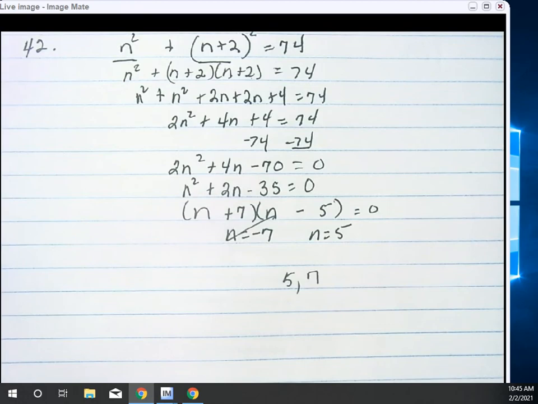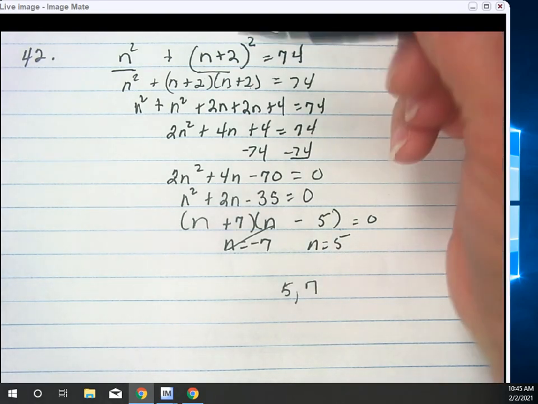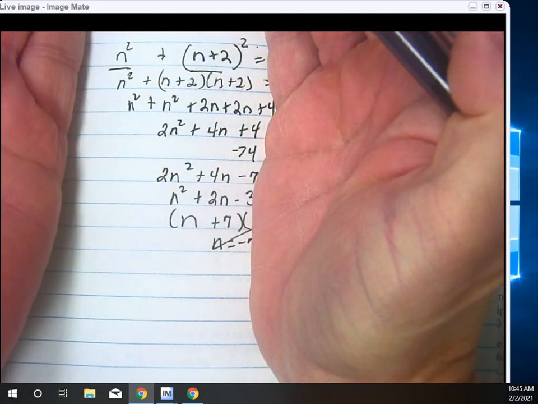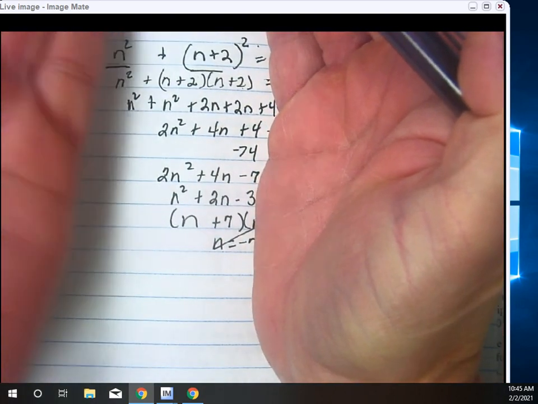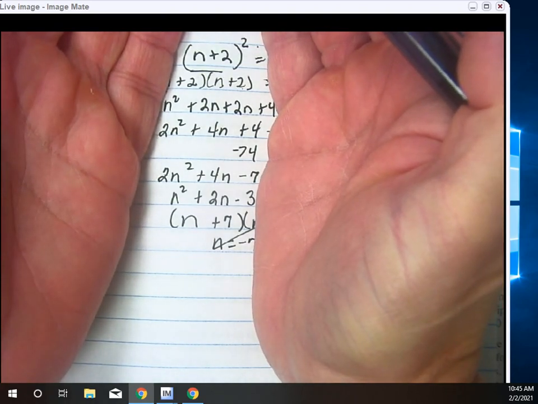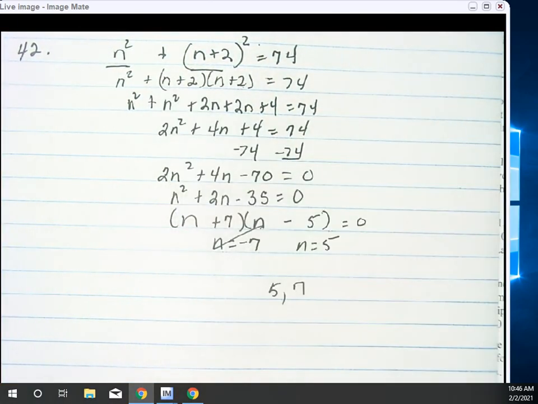Wait, Miss Philpott, in the beginning, could you not just square root everything? No, you cannot. Why? Because you cannot square root everything because this is a sum. You have to combine like terms. If you would have just had one that was a square, like quantity squared, then you could have square rooted it. But because of that plus, you've got to do the order of operations.